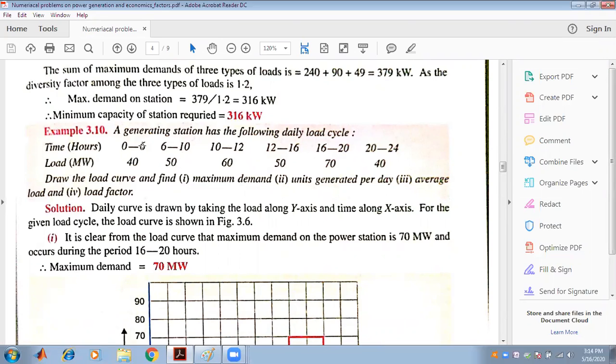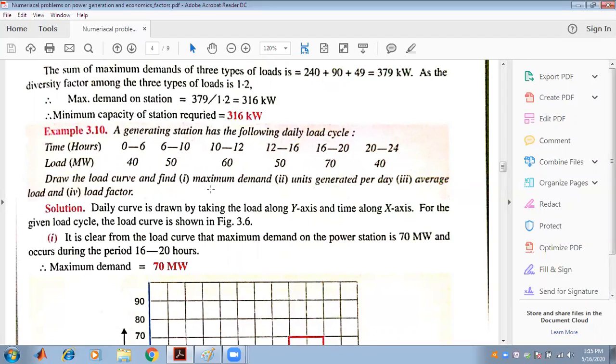For 0 to 6, 40 megawatt. For 6 to 10, 50 megawatt. For 10 to 12, 60 megawatt. From 12 to 16, 50 megawatt. From 16 to 20, 70 megawatt. From 20 to 24, 40 megawatt. Draw the load curve and find maximum demand.